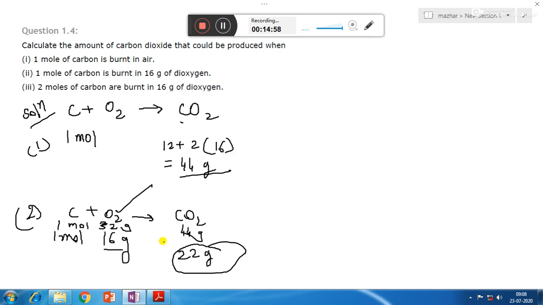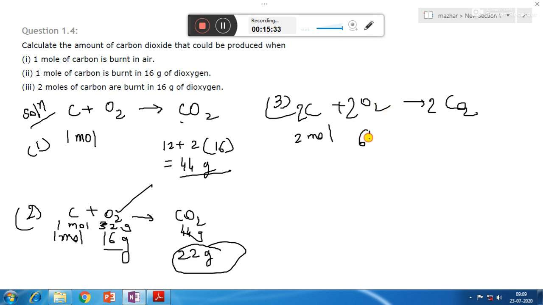Now number 3. C plus O2 gives CO2. In number 3, 2 moles of carbon are burnt in 16 gram dioxygen. That means you have to multiply the whole equation by 2. Now 2 mole of carbon is there, so against 2 mole of carbon, oxygen should be 2 into O2, that means 2 into 32, that is 64 gram oxygen should be there. Then only carbon dioxide will be 88 gram.